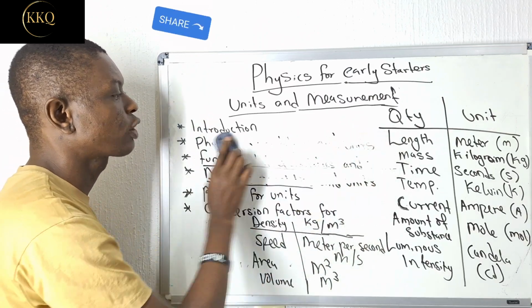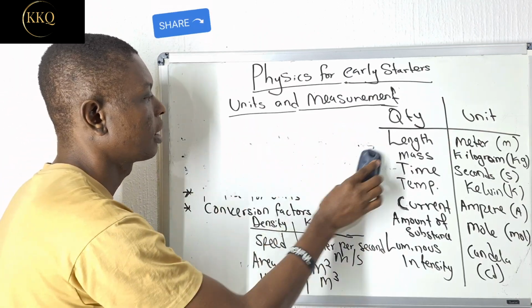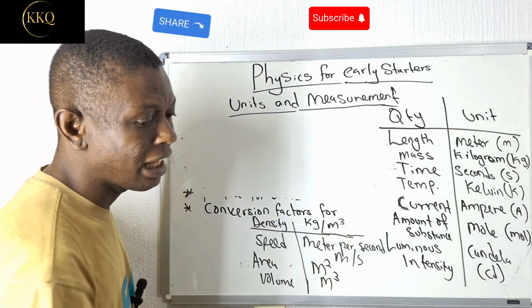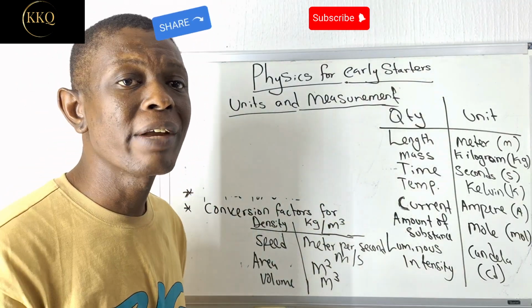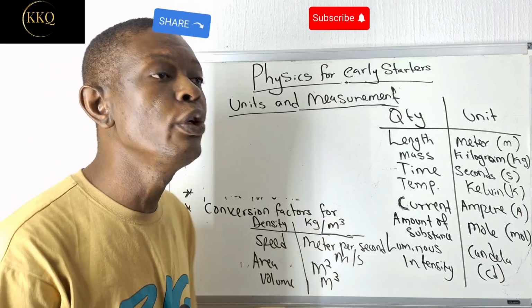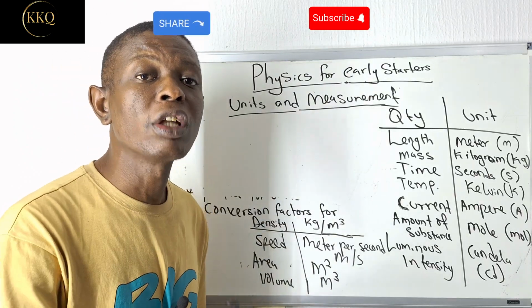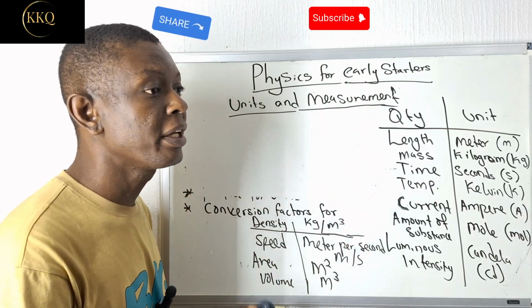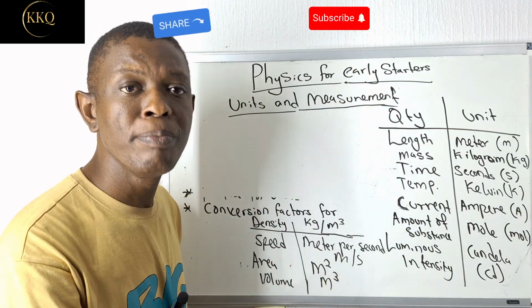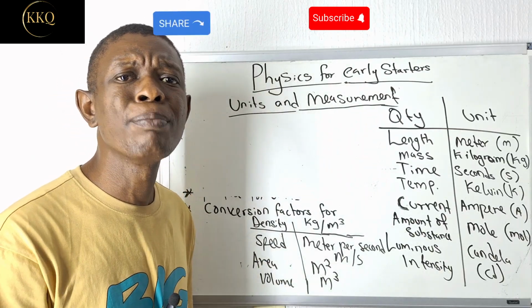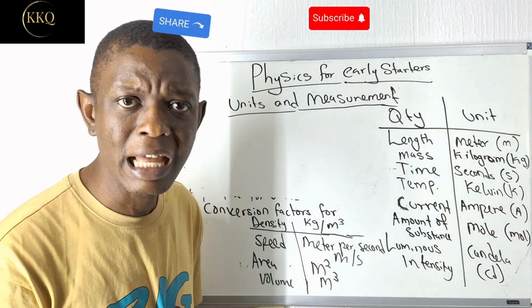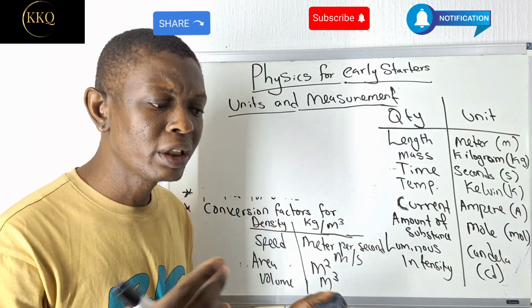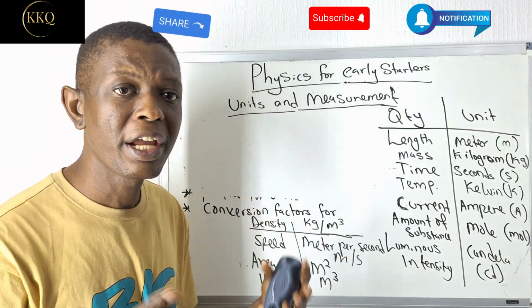So now let's look at some essential prefixes. What are these prefixes? These prefixes are very, very important because sometimes these quantities might be smaller or bigger. Sometimes your length might be 10 meters. Sometimes it might be very small, like 2 centimeters. Sometimes it might be very big, so that it will be in kilometers. So therefore, these prefixes are very important.